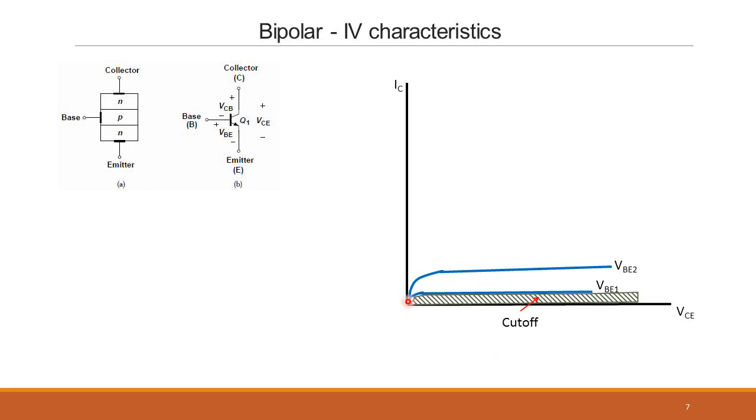Initially the same thing happens. Initially the VCE is not large enough for it to collect the current, but once it starts collecting all the current, it tends to saturate. But you can see a very small slope here. As you increase VCE, there's a small change in current.